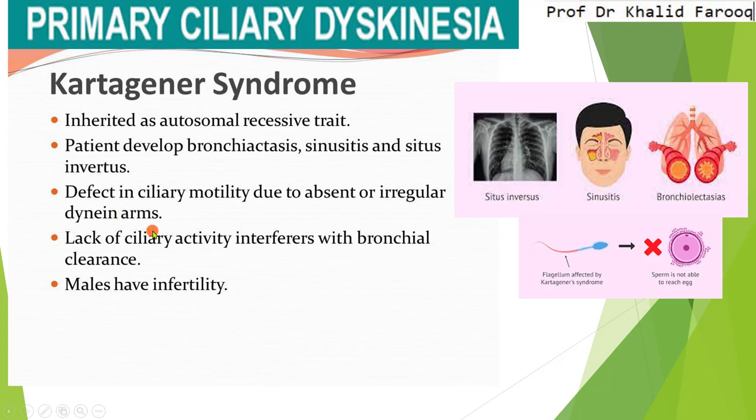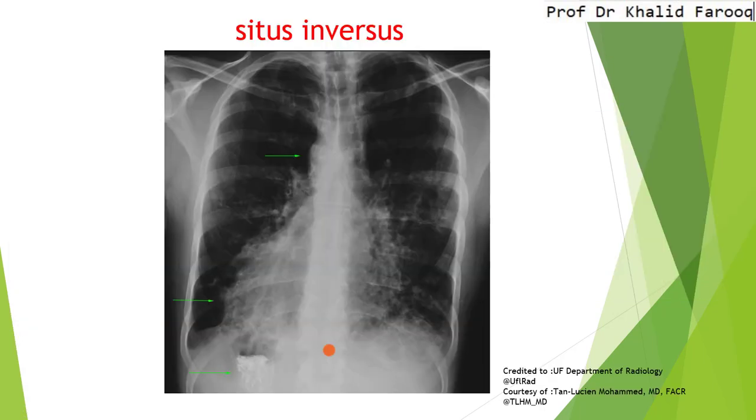Lack of ciliary activity interferes with the bronchial clearance, and males have infertility. So we see situs inversus, sinusitis, bronchiectasis, and infertility. Here we can see this is an X-ray of the chest PA view, and we can see dextrocardia, arch of the aorta, and the left heart border. They are on the right side of the mediastinum instead of in its normal position.